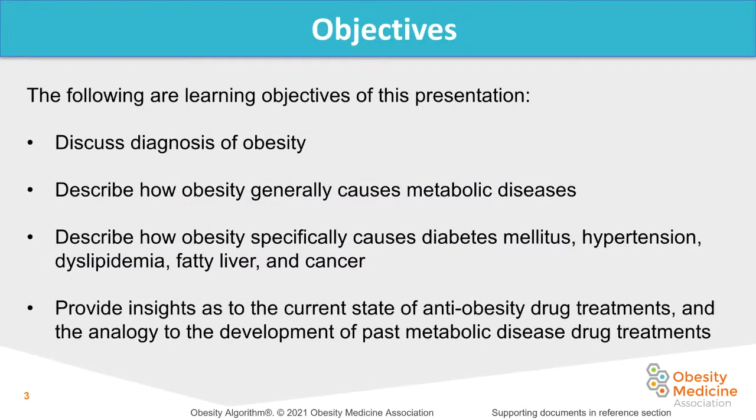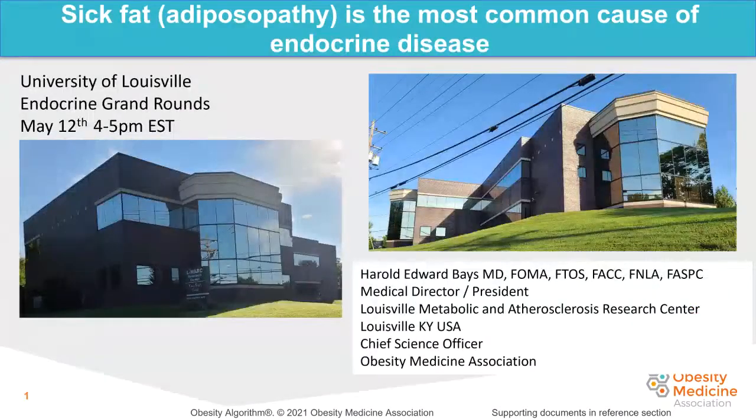The objectives of this presentation are basically to discuss the various aspects of obesity and how it contributes to metabolic disease. So if you look at the very first slide, sick fat adiposopathy is the most common cause of endocrine disease. And I know that's a provocative title, but where I want to get to at the end of this presentation is hopefully everyone will have a better understanding that the complications we see with obesity are not just comorbidities. I hate that term because the suggestion is they just sort of happen to be together. And I don't think it works that way at all.